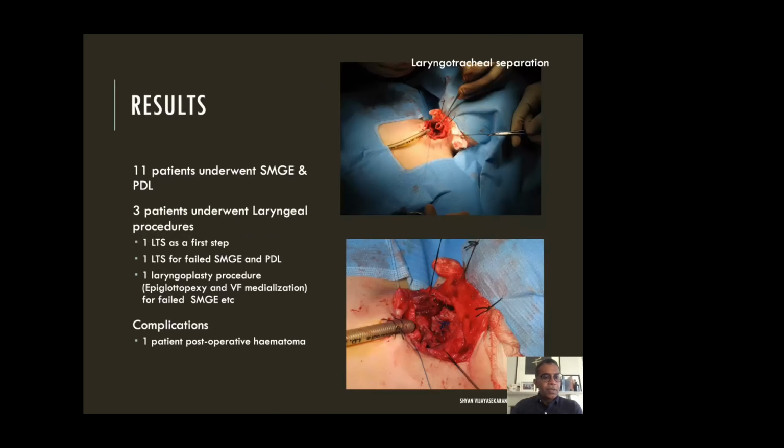11 patients underwent submandibular gland excision and parotid duct ligation. 3 patients underwent laryngeal procedures. 1, a laryngotracheal separation as a first step. 1, a laryngotracheal separation for failed submandibular gland excision and parotid duct ligation. And 1 had a laryngoplasty with epiglottopexy and vocal fold medialization for a failed submandibular gland excision. 1 patient had a postoperative hematoma. Otherwise, there were no other complications.